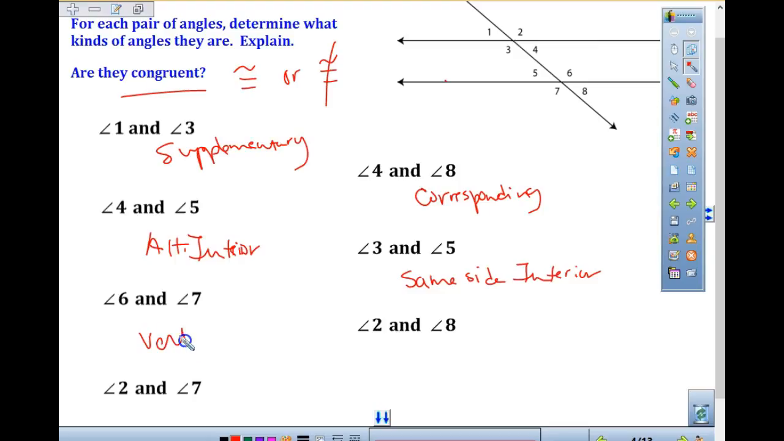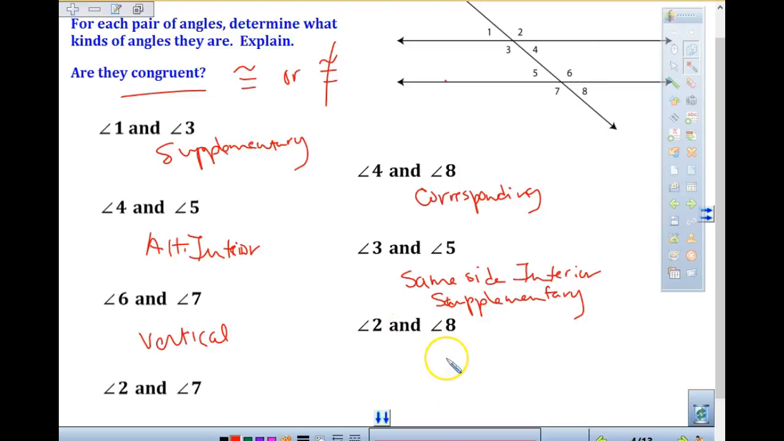Vertical. But I had a question on 3 and 5. Wouldn't they also be supplementary? They will end up being supplementary, so I would take either one of those. I would take that they are supplementary, the more specific name, same side interior, but then it's going to be the same thing. Nice job.